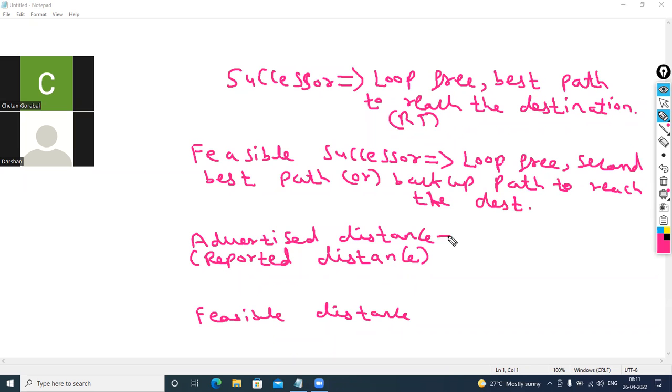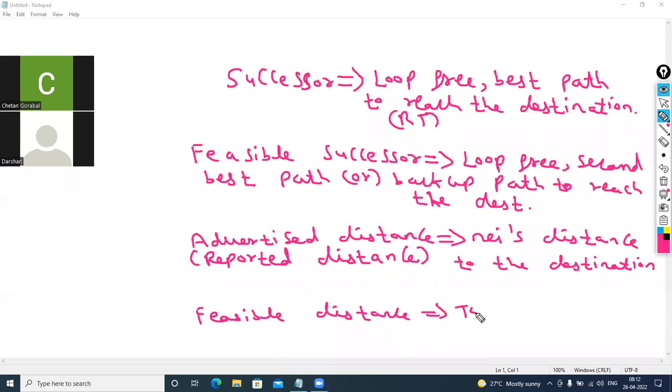So what about advertised distance? Neighbor's distance to the destination. Very good. It is the neighbor's distance to the destination. What about feasible distance? So total distance, successor to destination, from source to destination.